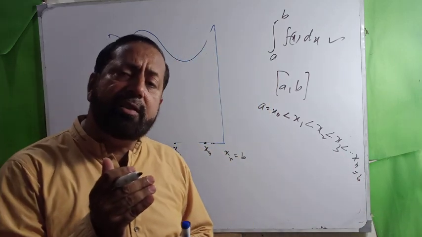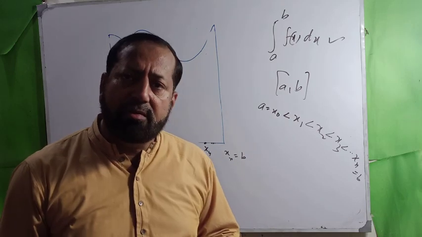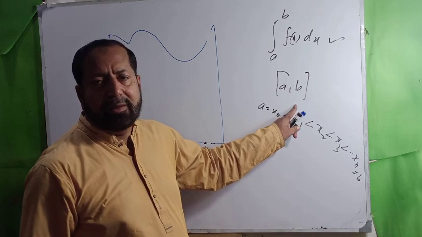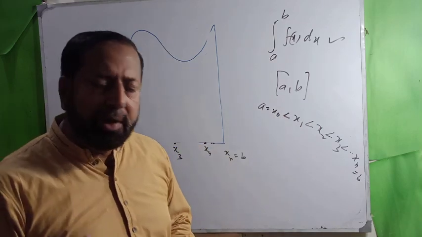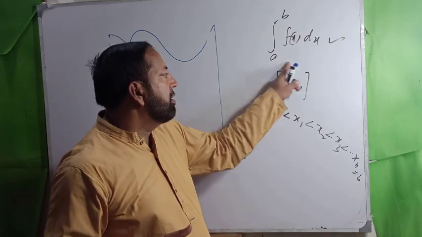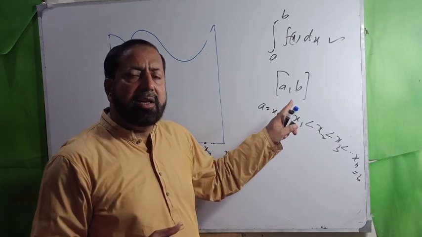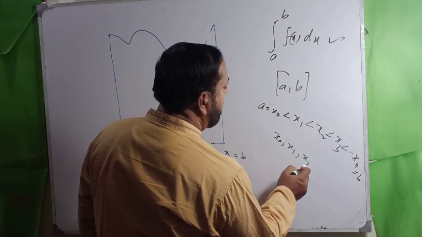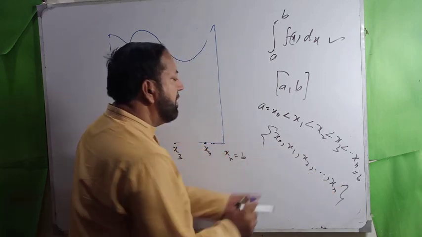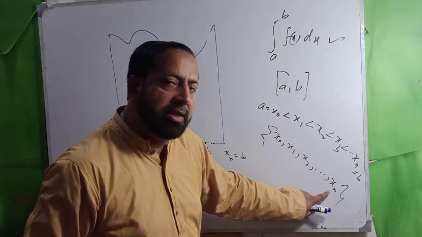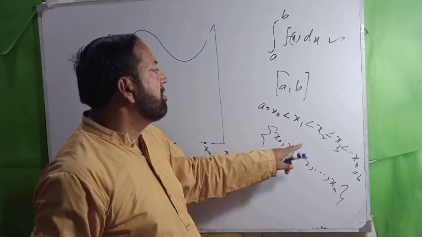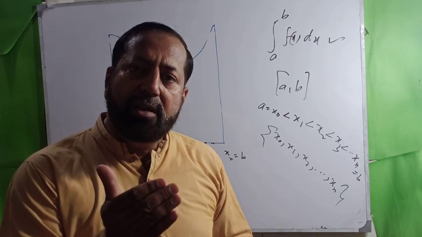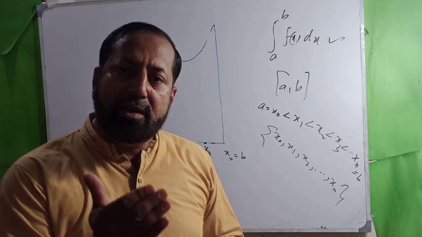The first idea is to introduce points in your interval AB, and the set of these points is called a partition of this interval. So on the real line, a partition is a set of points lying in the interval. If I write x naught, x1, x2, and so on, xn, with the condition that x0 is less than x1, which is less than x2, and so on, less than xn, where xn is equal to b and x0 is equal to a, then this set is called a partition of this interval AB.